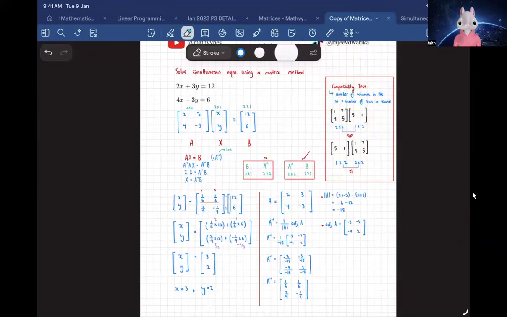Right, so the only thing we have to look at now is combined transformations, and that's it for matrices. Then do a bunch of past paper questions, and that's it.